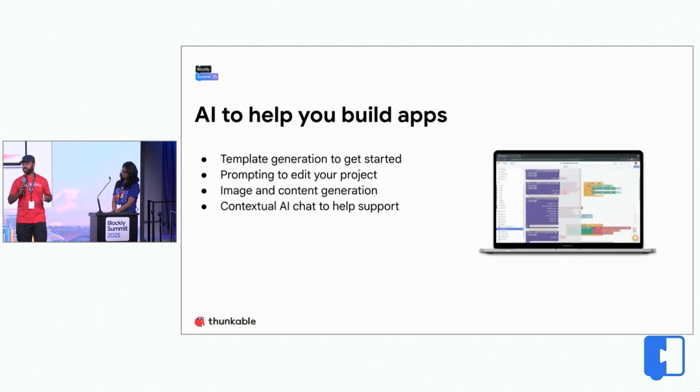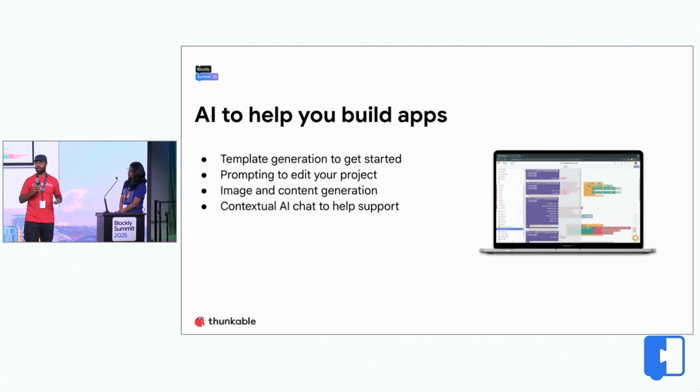The other thing that's also fairly new is we have AI to help you build your apps. So instead of starting with just a purely blank slate, we have a template generator. You're able to tell it what type of app you want it to build, and it'll have something to get you started. In addition to that, when you have that project, you can use prompting to modify that project, be it adding content or images or other things on the screen. And then lastly, we have contextual AI chat support. It actually understands what's inside of your project to help you get to whatever that next step may be, to solve bugs or to get ideas for what else you may want to add to your app.